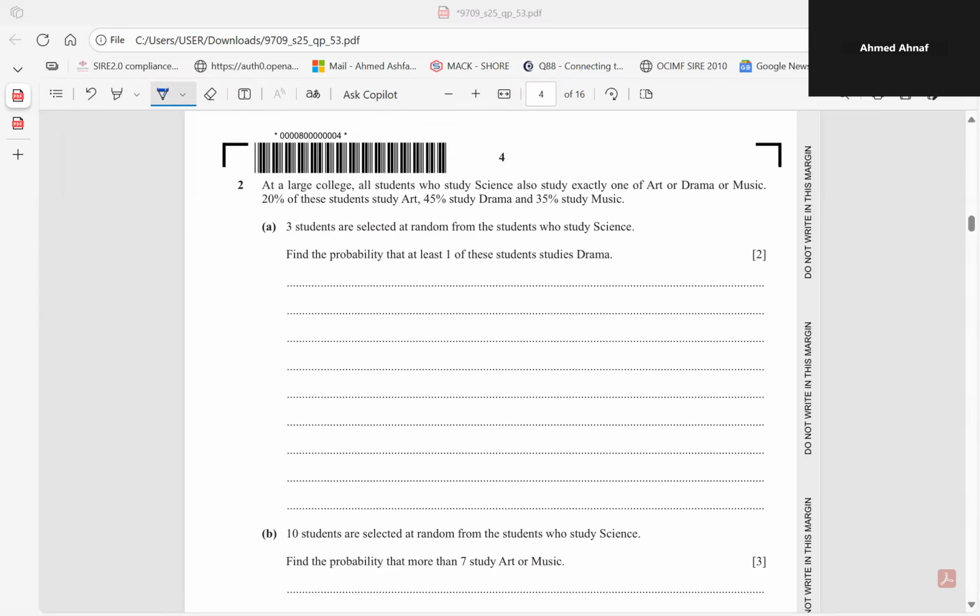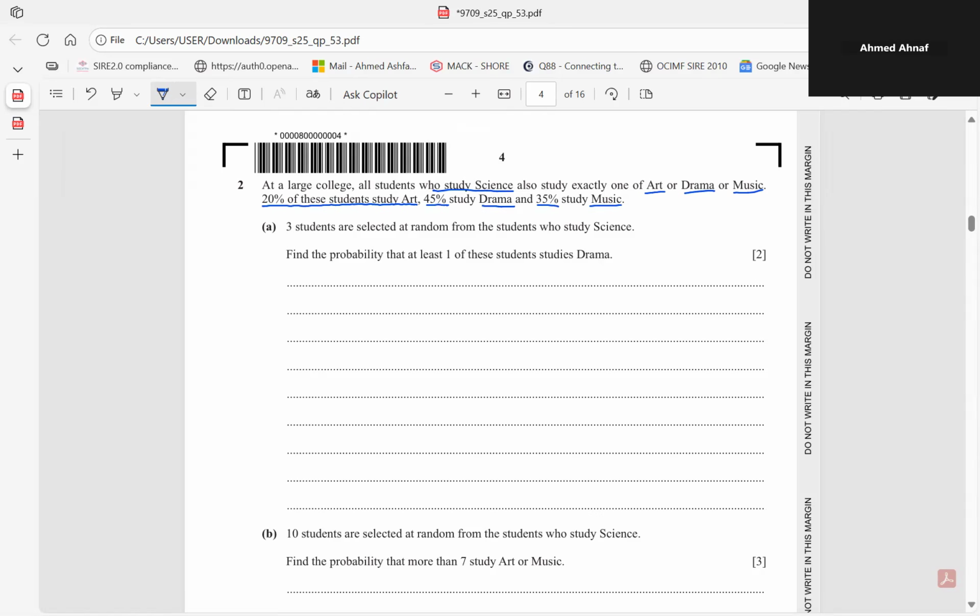Okay, so for this question, we're told that at a large college, all students who study science also study exactly one of art or drama or music. And we're told that 20% of these students study art, 45% study drama, and 35% study music.